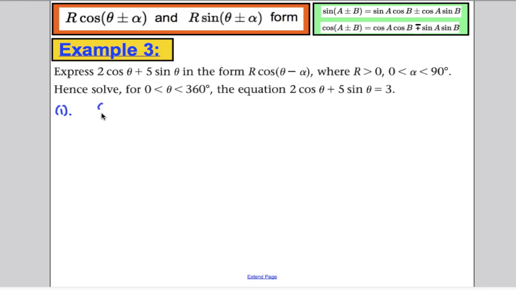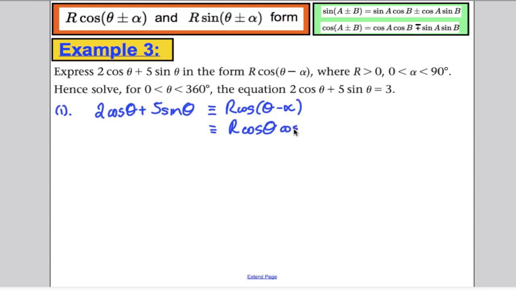We want to say that 2 cos theta plus 5 sine theta is identical to r cos(theta minus alpha), for some r bigger than 0, alpha between 0 and 90. I'm going to use the cos addition formula, but the subtraction version. So this is going to be equal to r cos theta cos alpha plus r sine theta sine alpha.